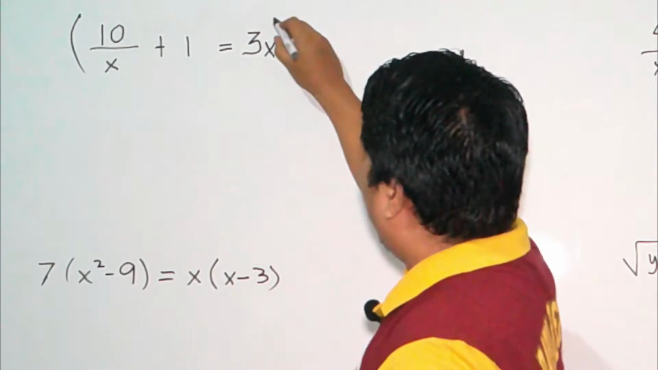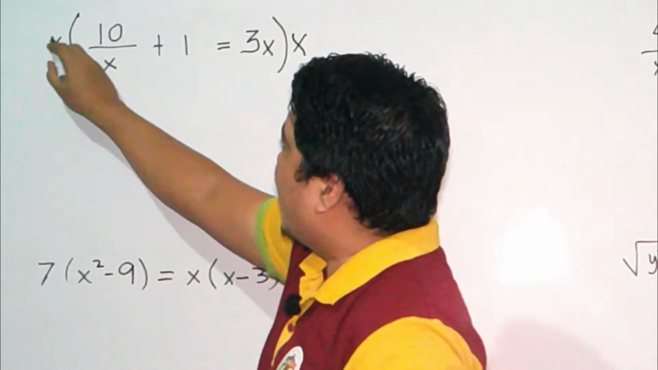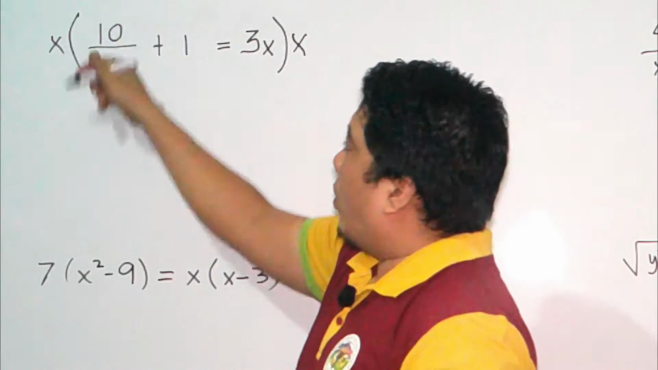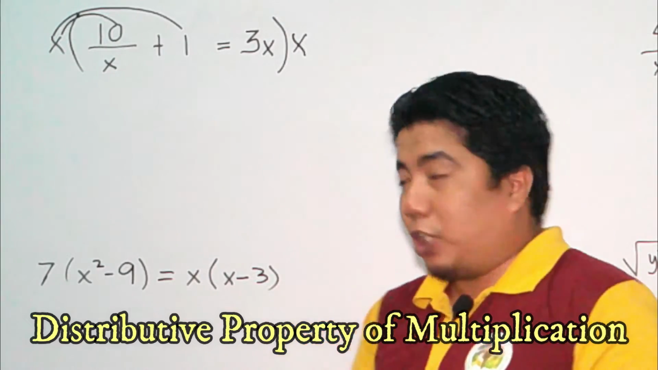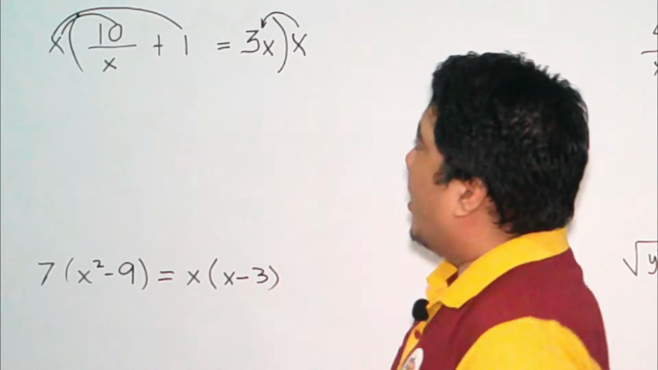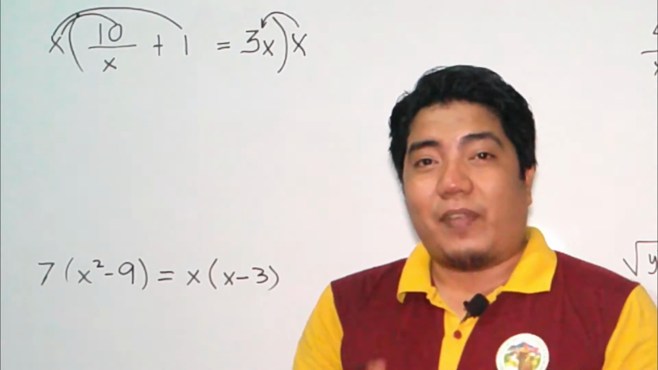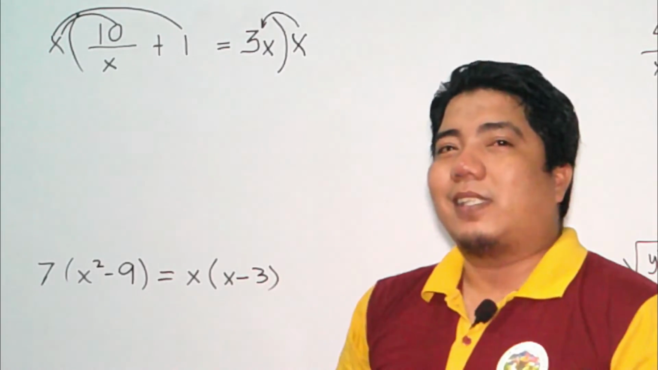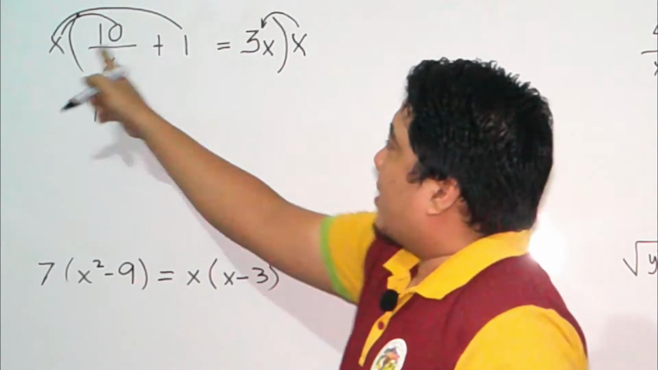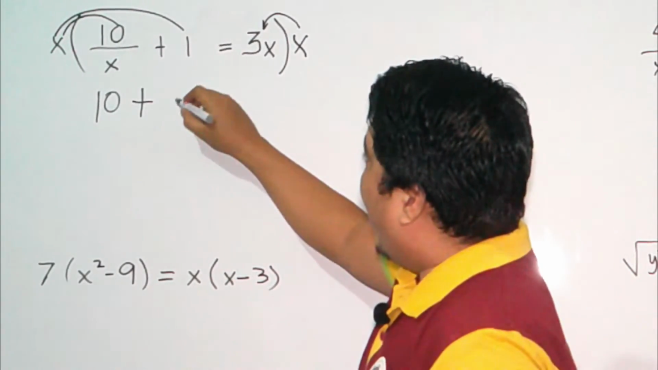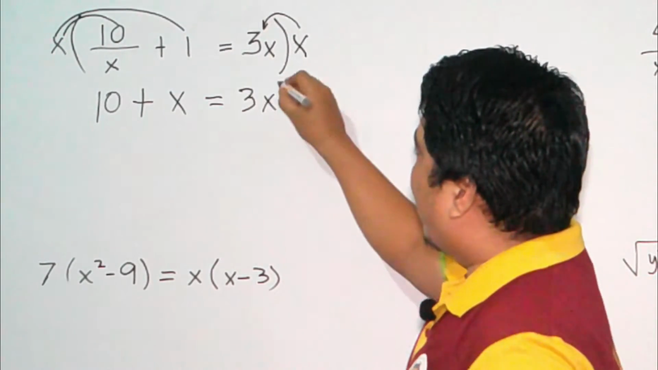So, we multiply 10 over x plus 1 is equal to 3x by the denominator, which is x. By multiplying this one, this will be applied through the distributive property of multiplication. Same goes to this one. Alright. Now, x times 10, that is 10x. 10x divided by x, the x will be cancelled, leaving us positive 10. And then, x times 1, that is positive x, equals 3x times x is 3x squared.